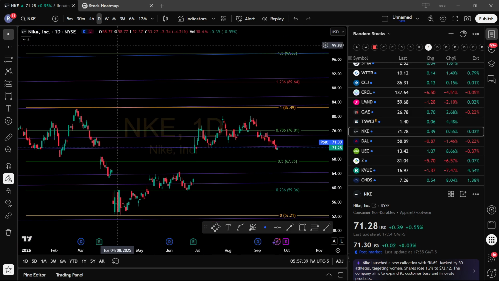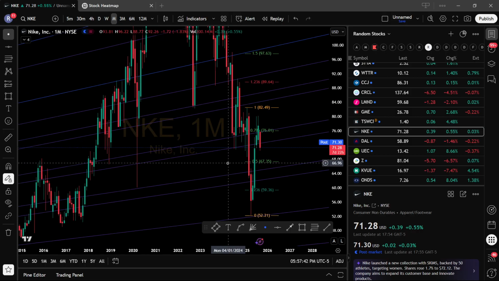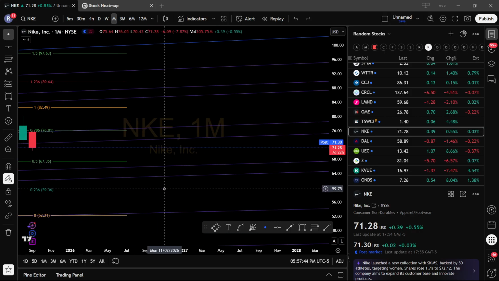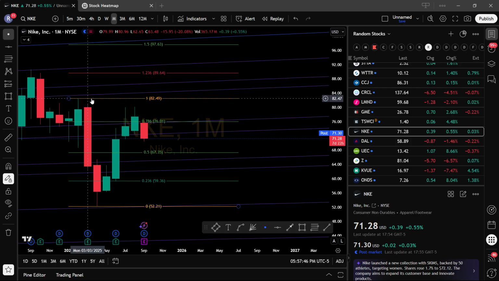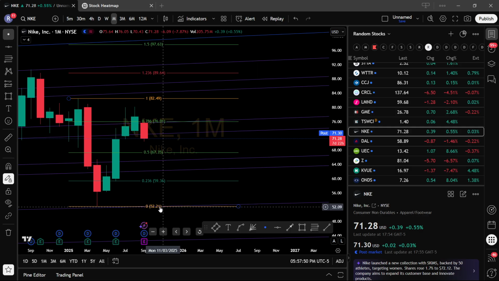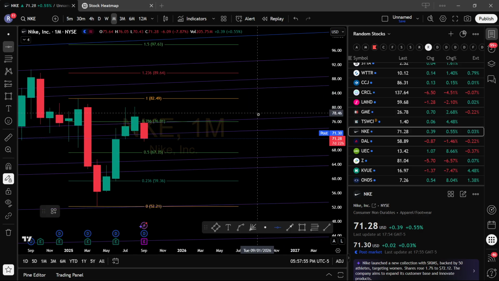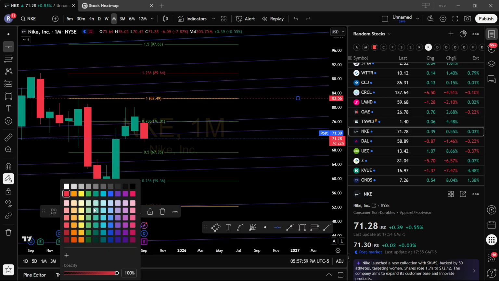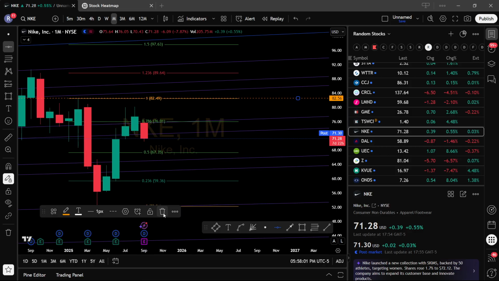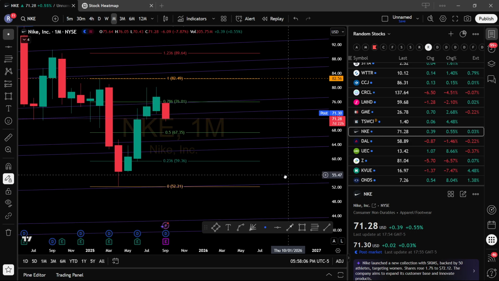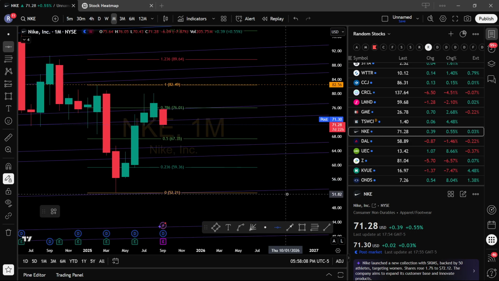Right now, going back, I drew this off the monthly. Swing high at 82.49, lows at 52.21. We're going to trade in between that. I'm going to mark my levels out. I do orange, and I just follow my color code. I color coded these for personal reasons. If you decide to adopt the strategy, you can color code it however you want.